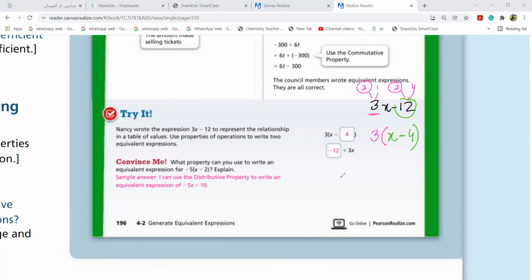See, in the mind I keep it that 3x plus 12. I take 3 outside. When I take 3 outside, x is left, and 3 times 4 is 12. So 3 is outside, 4 is left. This is my answer.